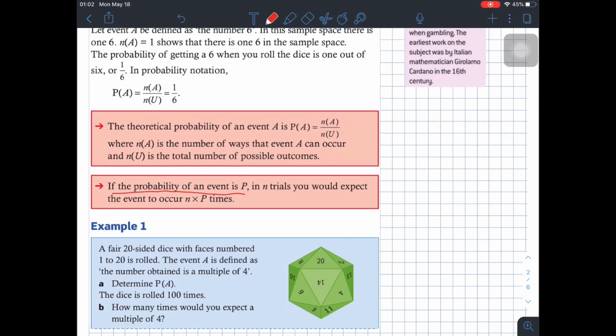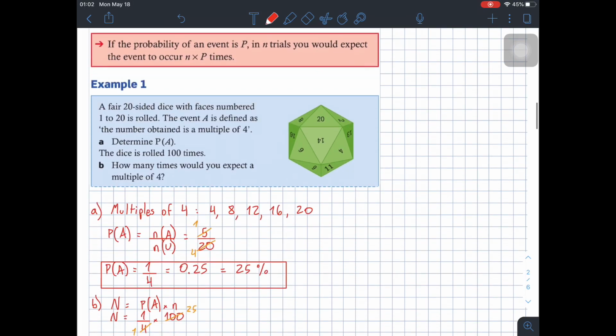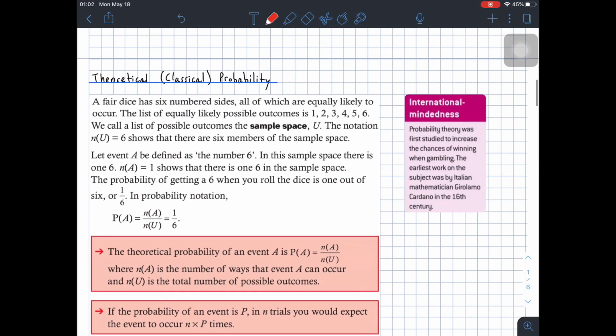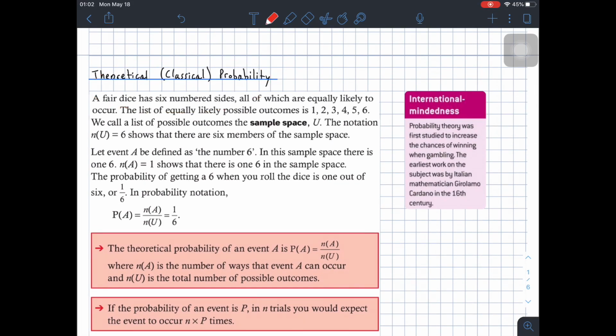It says if the probability of an event is P, in n trials you would expect the event to occur n times P times, okay? So I hope that is clear enough now. Okay, so that's it for theoretical or classical probability, right?